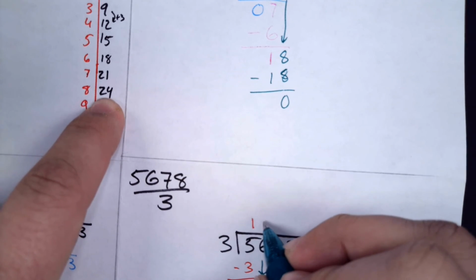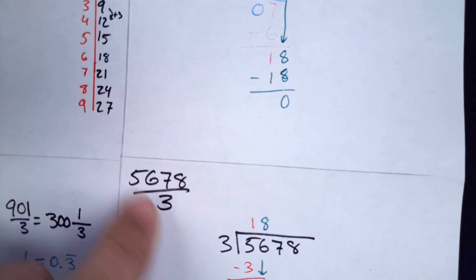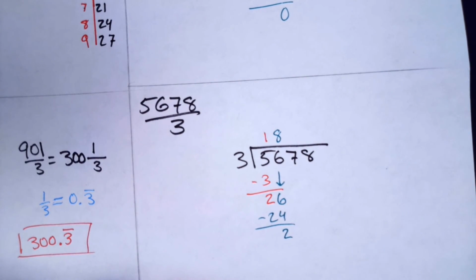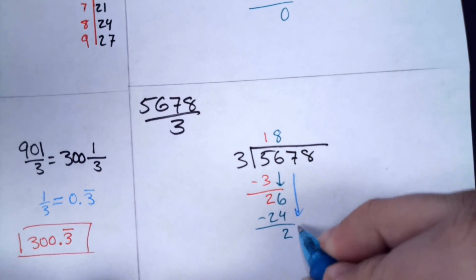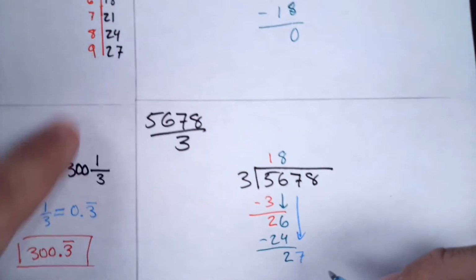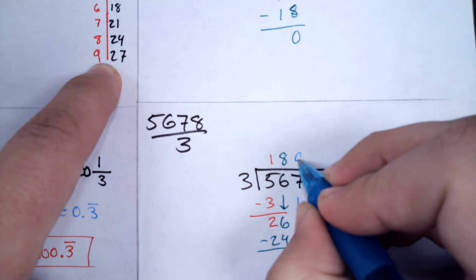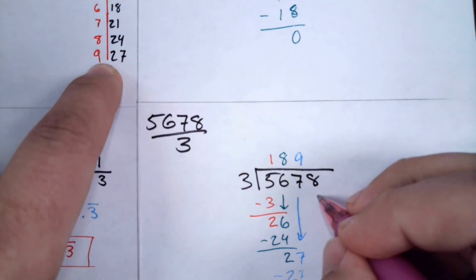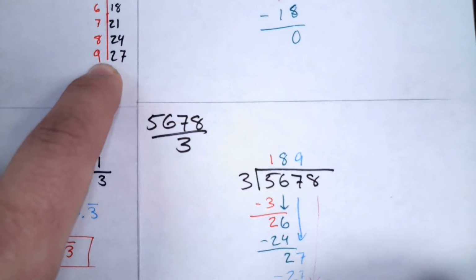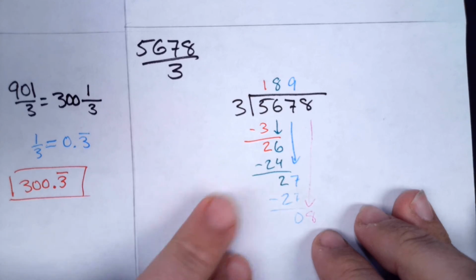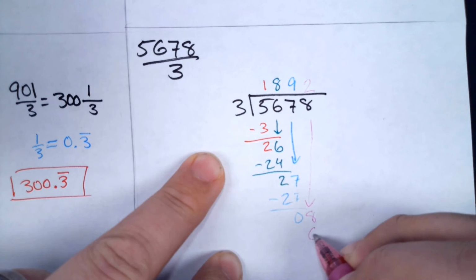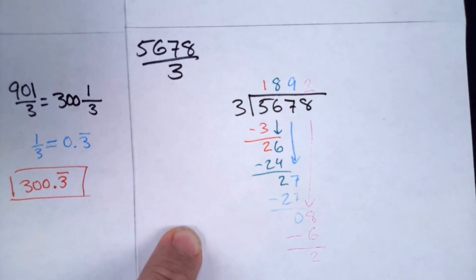I have to go back here. So that's 8 times. 8 times 3 gives me 24. Now I bring down the 7. 3 goes into 27. Oh, right there. Goes in 9 times. 9 times 3 is 27. We subtract. Get nothing there. Bring down the 8. 3 goes into 8. Oh gosh, how many times does 3 go into 8? So 3, 6, 9. 9 doesn't work, so it goes in twice. So 2 times 3 is 6. So I have 2 left over.